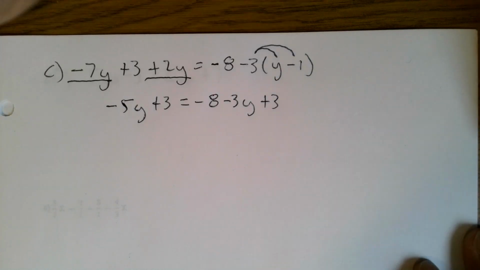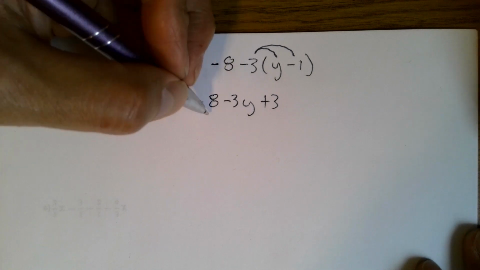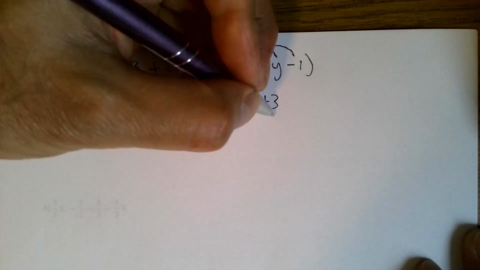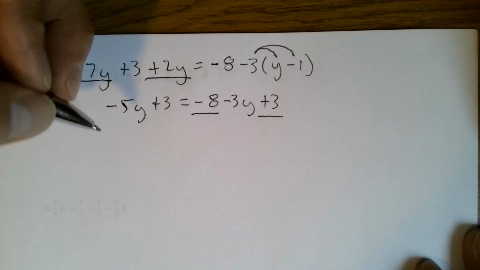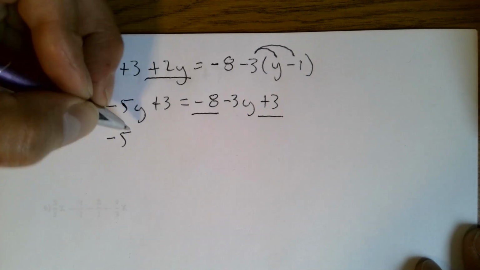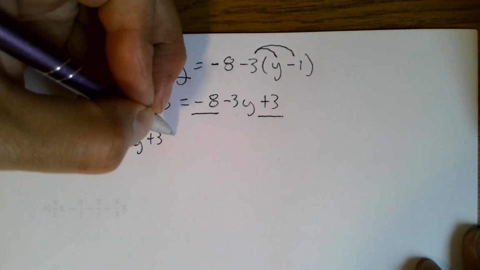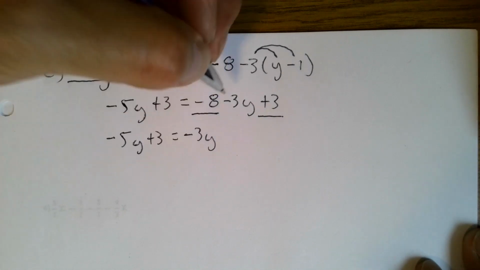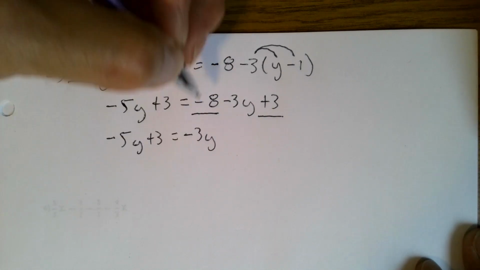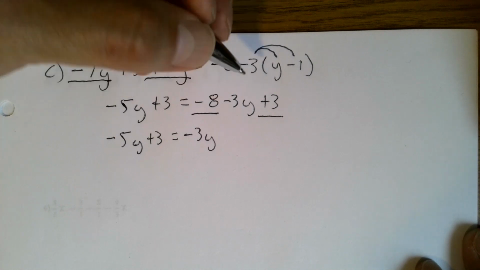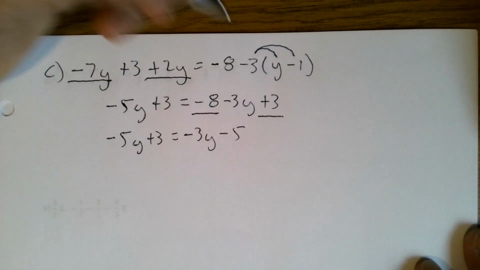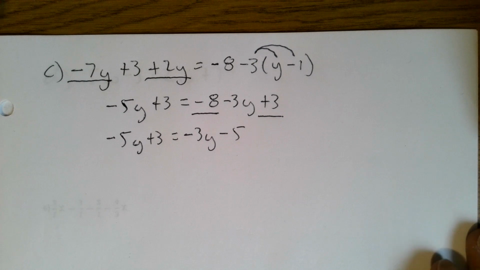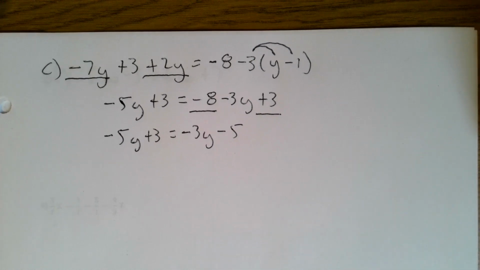Okay, and we can still simplify the right side a bit. We can combine the negative 8 and the plus 3. So the left side isn't going to change, so I'm just going to rewrite that. And then over here I'll have negative 3y, and then negative 8 plus 3 is negative 5. Okay, and now this looks a lot like questions we've seen before.